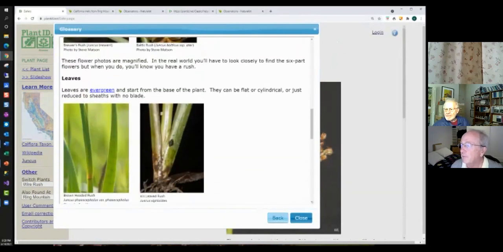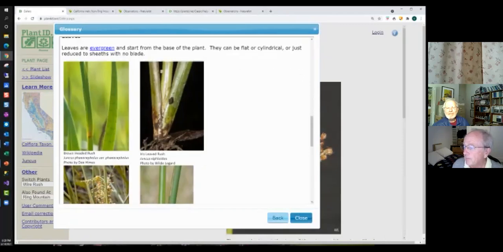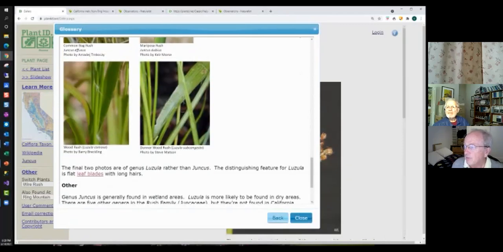And the leaves are evergreen, and they always start from the base of the plant. When we get to true grasses, the leaves can start from nodes on the stem, but for rushes, they always start from the base. And the leaves can be flat or cylindrical, or just reduced to sheaths with no blade. The final two photos show the genus Luzula rather than Juncus. Juncus is the most common rush. The distinguishing feature for Luzula is flat leaf blades with long hairs.